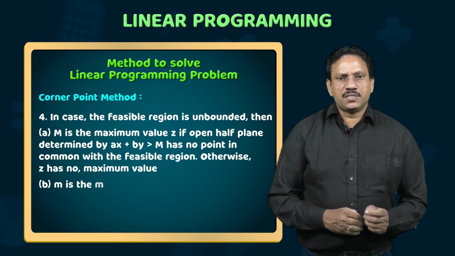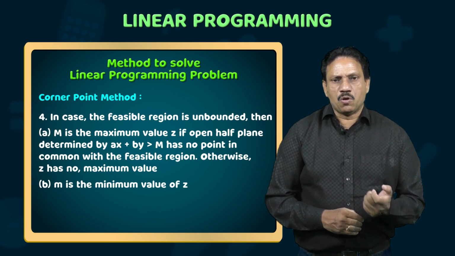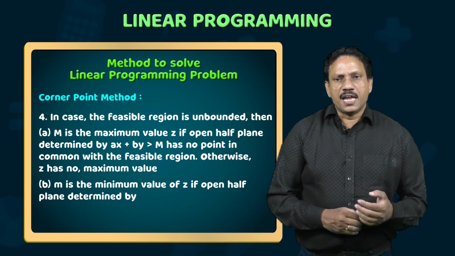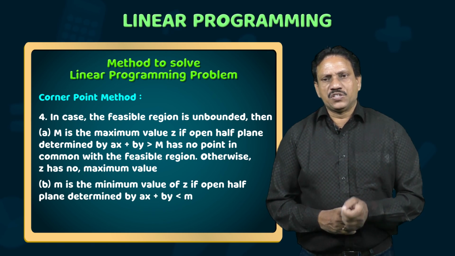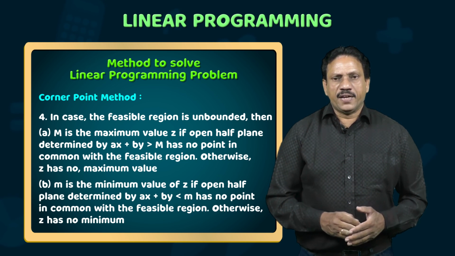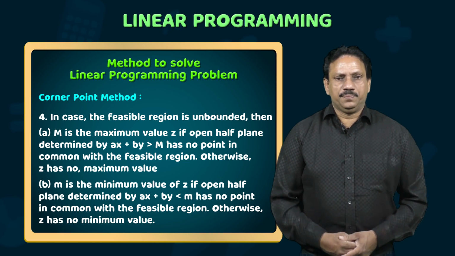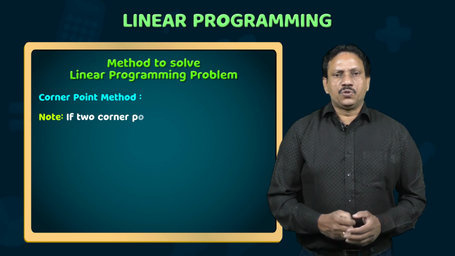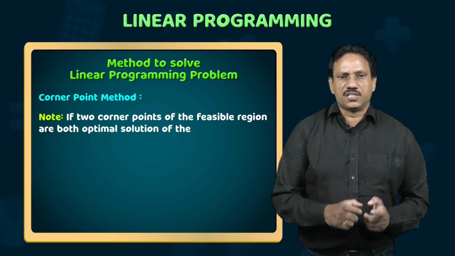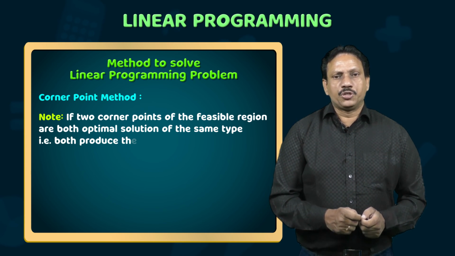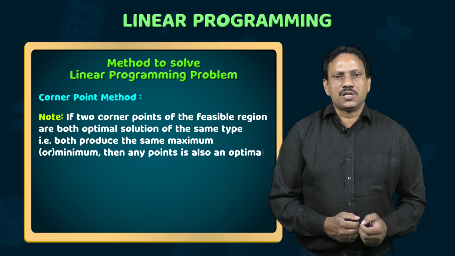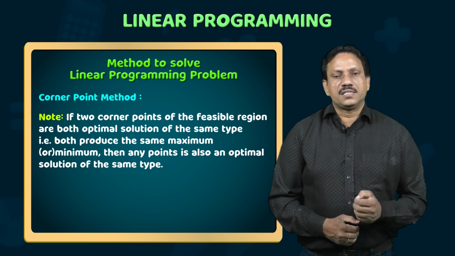(b) If m is the minimum value of z, small m, if the open half plane determined by ax plus by less than small m has no point in common with the feasible region. Otherwise, z has no minimum value. Note: if two corner points of the feasible region are both optimal solutions of the same type, that is, both produce the maximum or minimum, then any point on the line segment joining them is also an optimal solution of the same type.